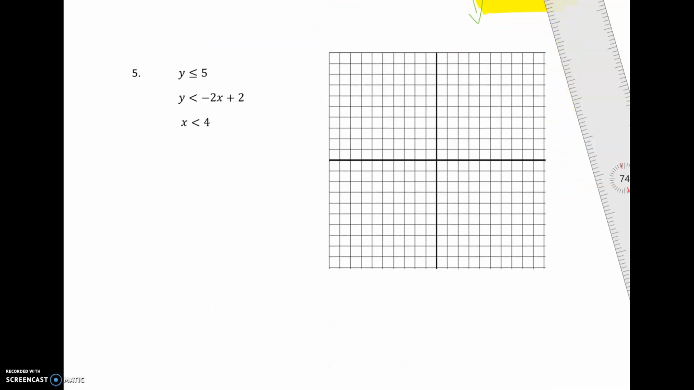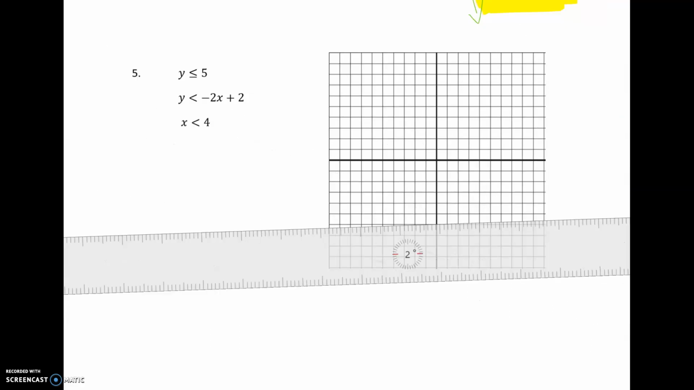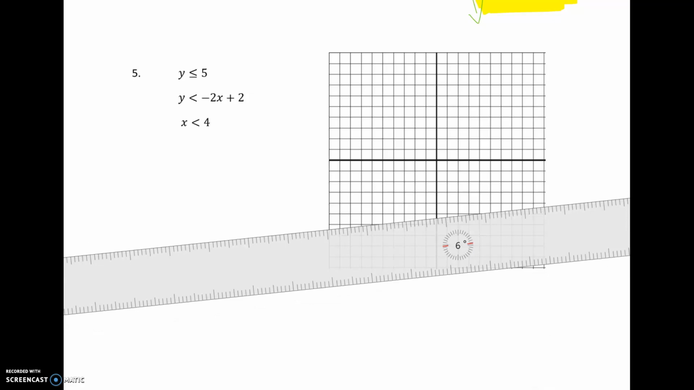Okay, so number 5, we have 3 inequalities. So let's look at this. Y is less than or equal to 5. That's the same as graphing y equals 5. So I'm going to go up 1, 2, 3, 4, 5, and that's on highlighter.